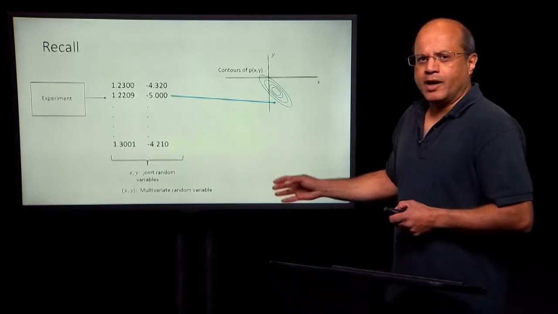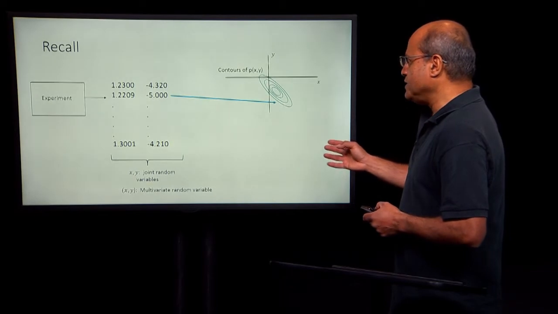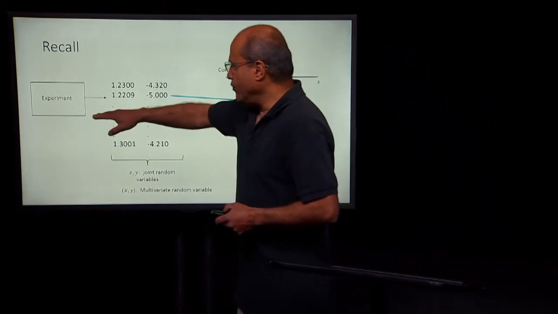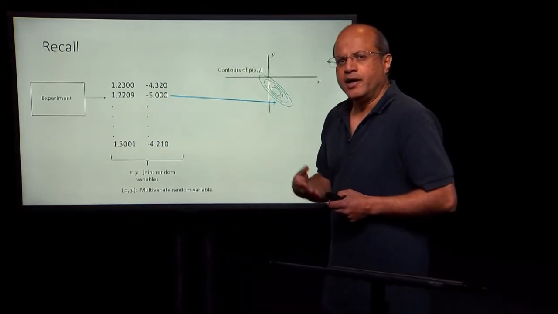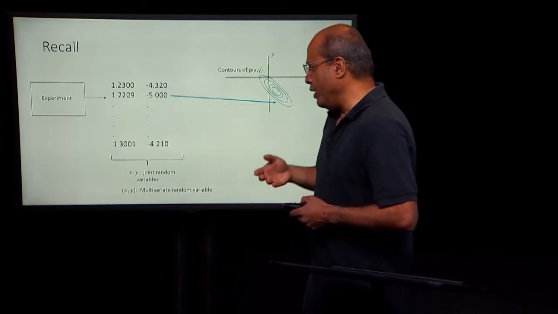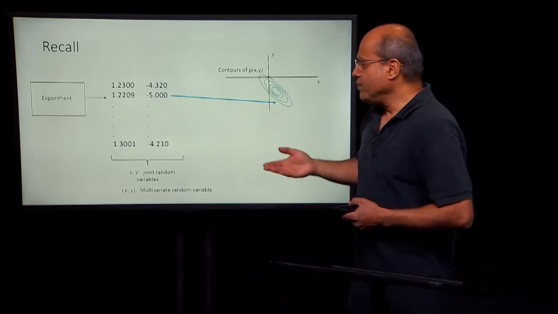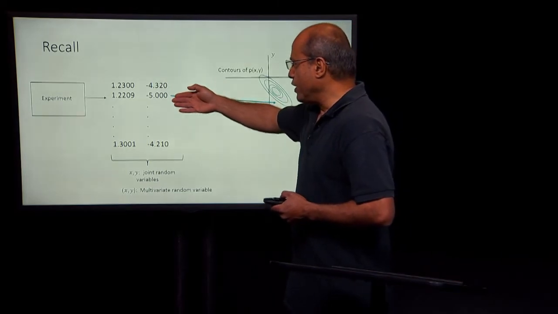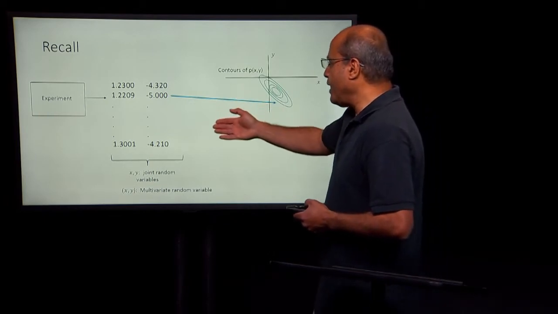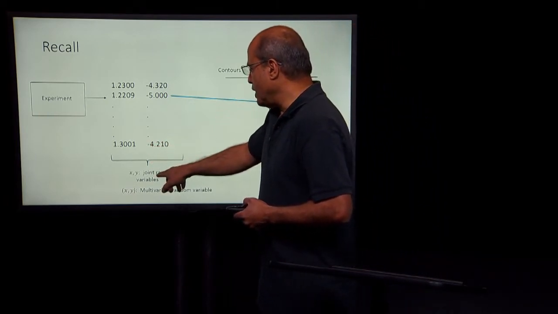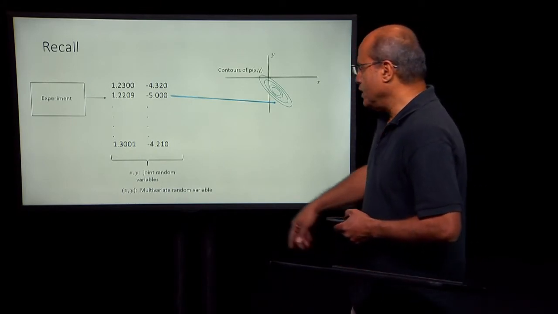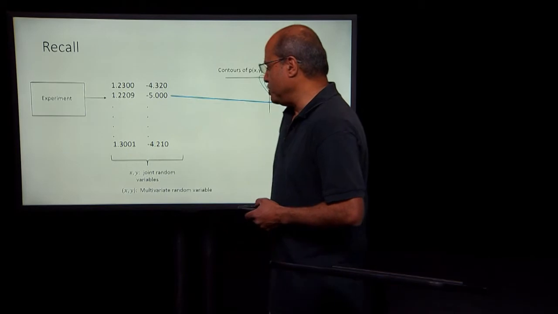So let me just begin by recalling what we did last time. We defined random variables by saying that we have an experiment and we repeatedly perform the experiment. Each time we perform the experiment, we make a number of measurements. These measurements turn out to be not the same when you repeat the experiment. When that happens, we say that the measurements are described by joint random variables, one random variable per measurement.